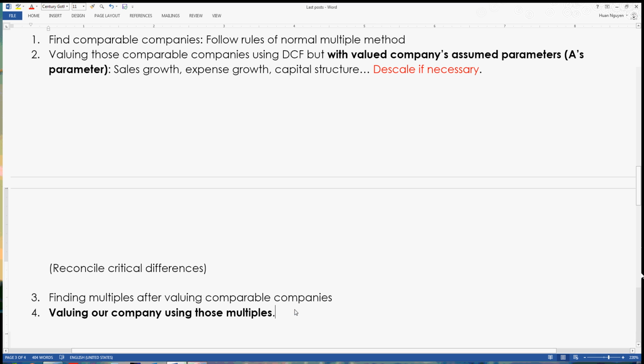So those are the four steps I would recommend to use in combining discounted cash flow and multiple methods.